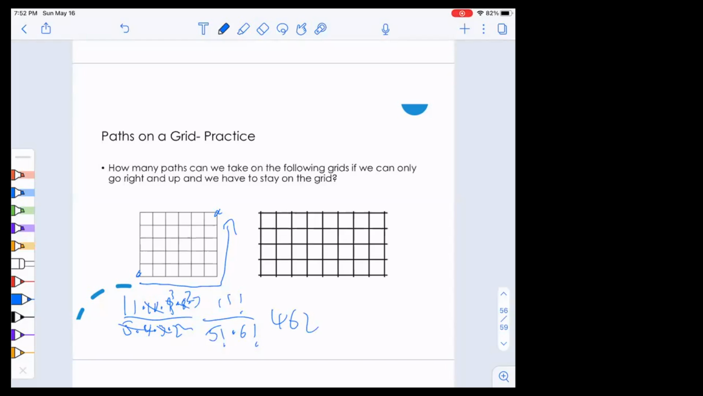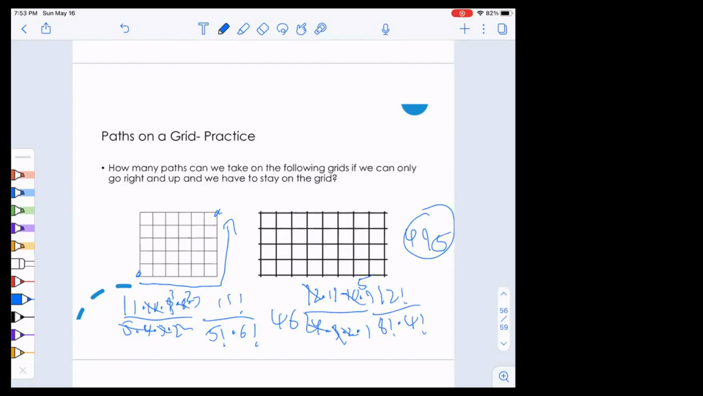Now for the second one, we're going to do the same thing, except this time we're walking 12 blocks, and 4 of these are up. So we can pick 4 out of 12 to be up blocks. So we're just going to pick 4 from 12. 12 factorial over 8 factorial times 4 factorial. 12 times 11 times 10 times 9 over 4 times 3 times 2 times 1. And that is going to be 495. So yeah, that's basically how you do it.